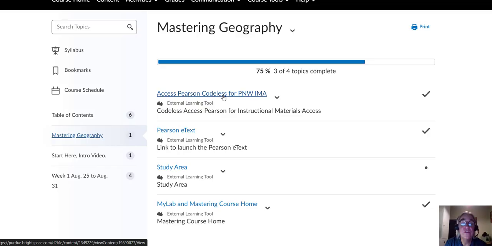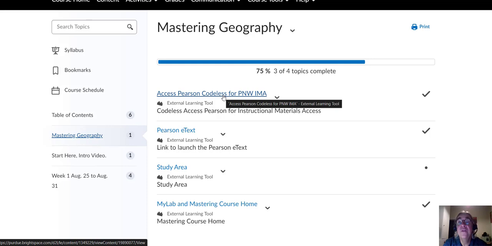And then access Pearson codeless. So you don't need a code for this. It's codeless. It's something new they're trying. Hopefully it's going to work out. We'll see how it goes. You know how technology is sometimes. But the first time you go through this, you'll have to hit this access Pearson codeless.